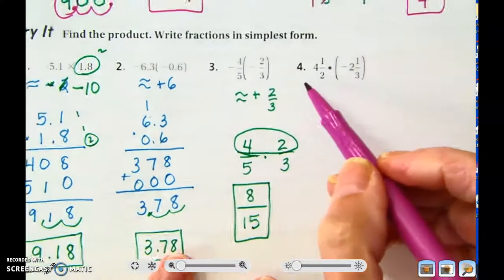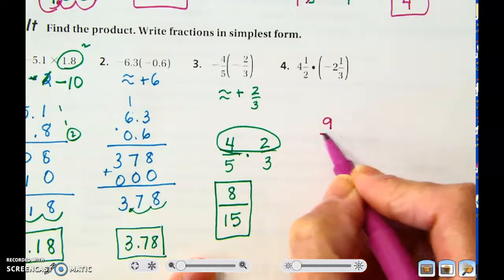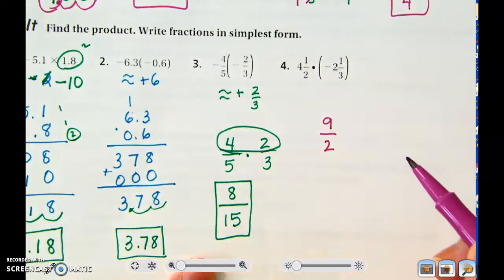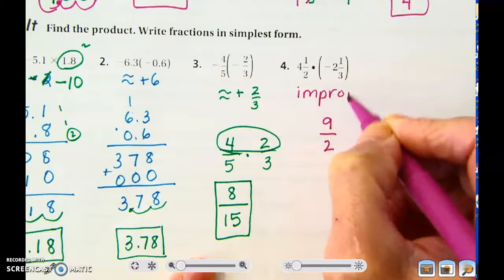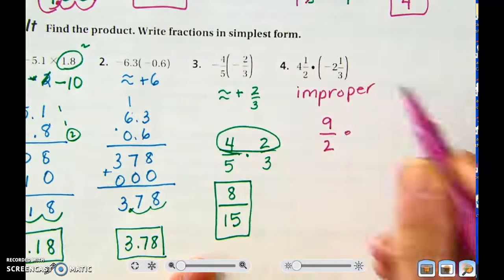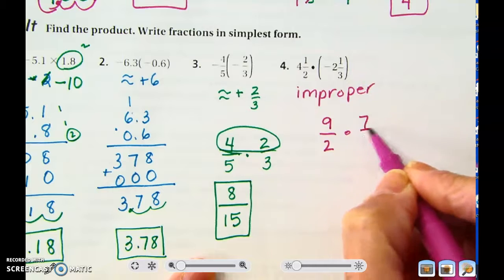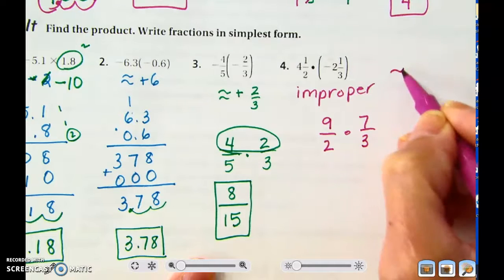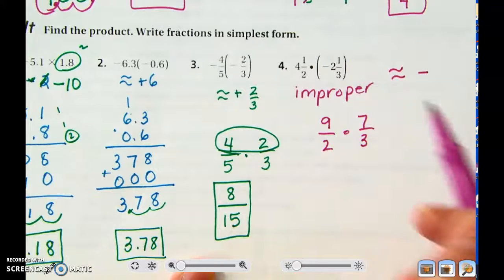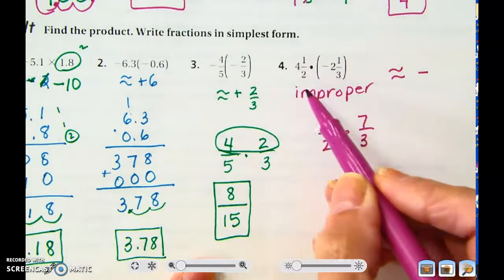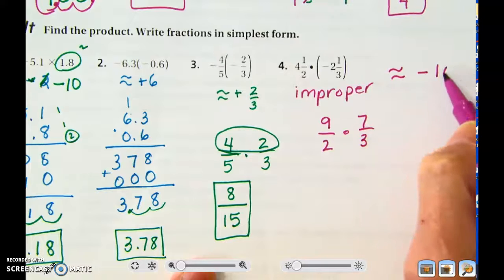All right, let's go ahead and do number 4. So 4 times 2 is 8, plus 1 is 9/2. So I have to first make that an improper fraction, remember? And I have to do the same thing here. So 2 times 3 is 6, plus 1, 7/3. Now I know that it's going to be a negative product because I have 2 different signs. This is about 4, 5. It's going to be about 5/10, maybe close to negative 10.